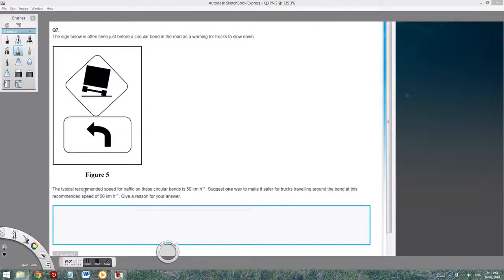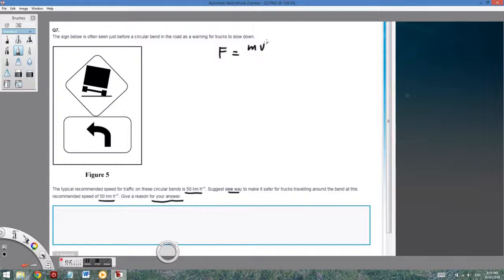Now we have a traffic situation. This suggests one way to make it safer for the trucks to be traveling around the curve at the recommended speed. This is an explanation question. If we go back to the equation, you can use either of these equations.